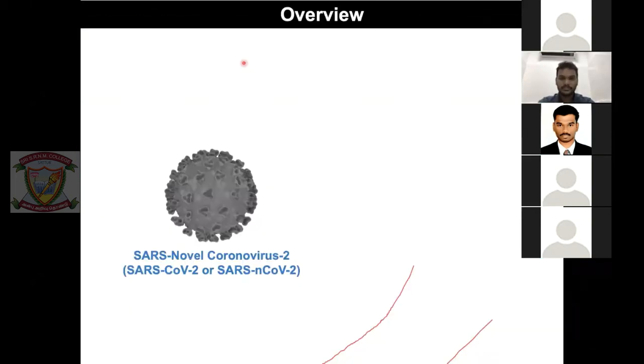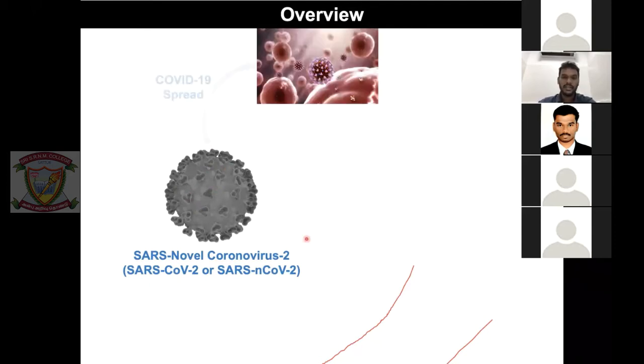In the overview of my talk, first I will be talking about viruses, and then we'll move on to what is SARS novel coronavirus 2. From there, we'll see how exactly this gets spread in humans so fast, and how it creates a very strong pandemic all through the world.